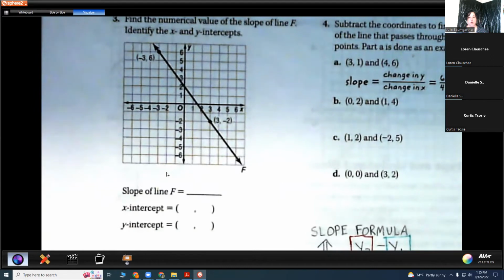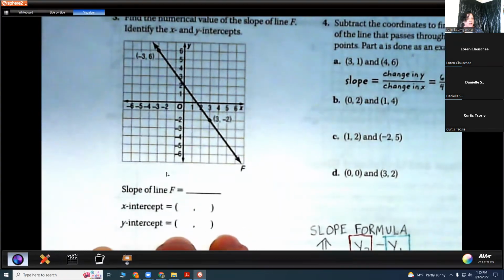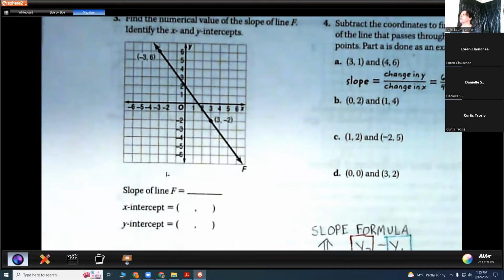All right, does anyone want or need more time to work on number 3? Or did you guys get a few things down? Ready to talk? All right.